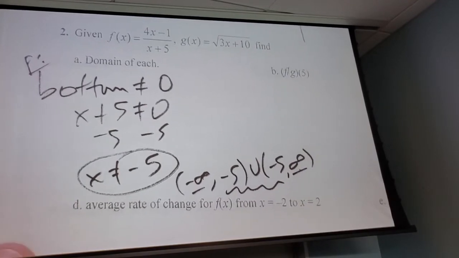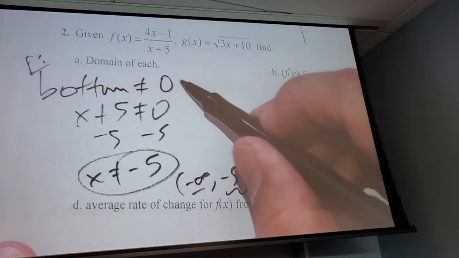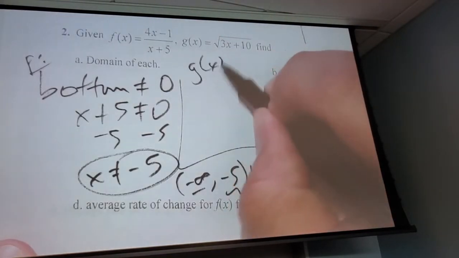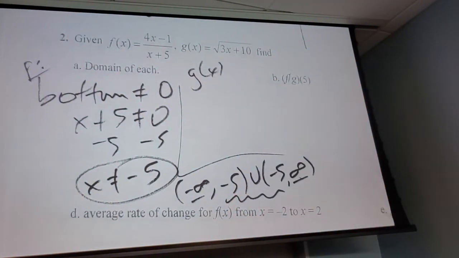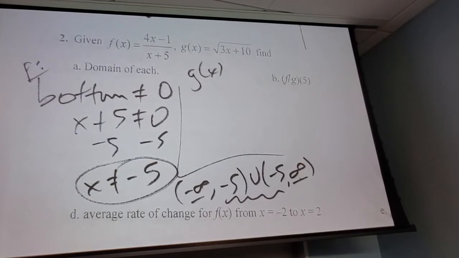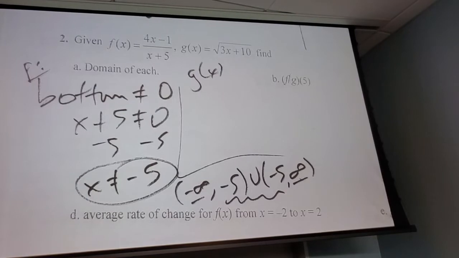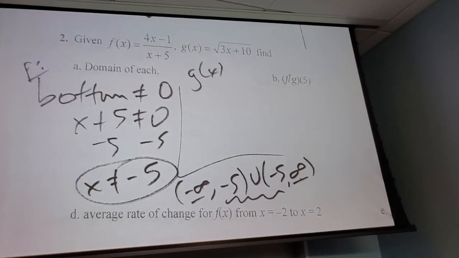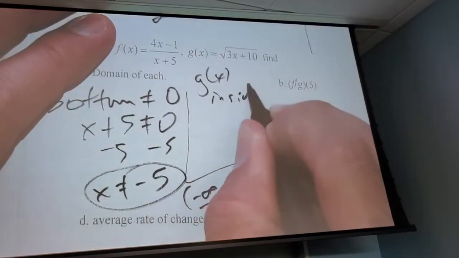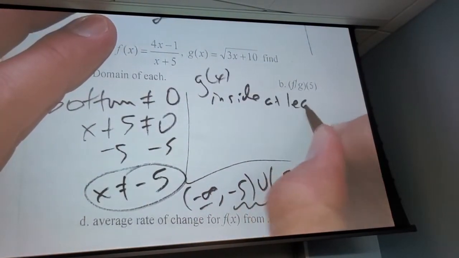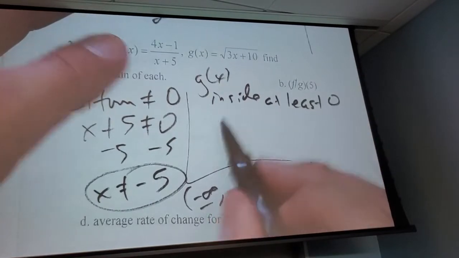Can somebody tell me, in English, what must happen in g, or what cannot happen in g? What would make it freak out if the inside was negative? So what must be true? The inside has to be positive or 0, right? So the inside must be at least 0. There's the English: inside at least 0. So let's put it in mathish.